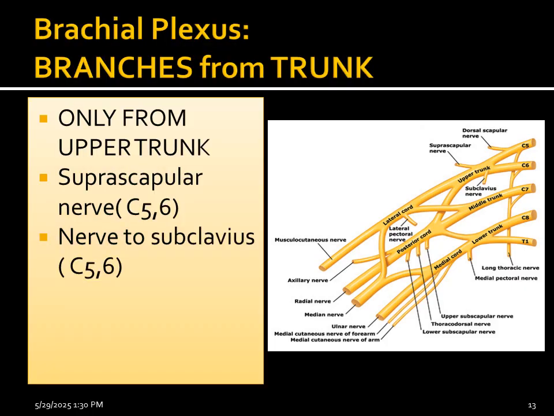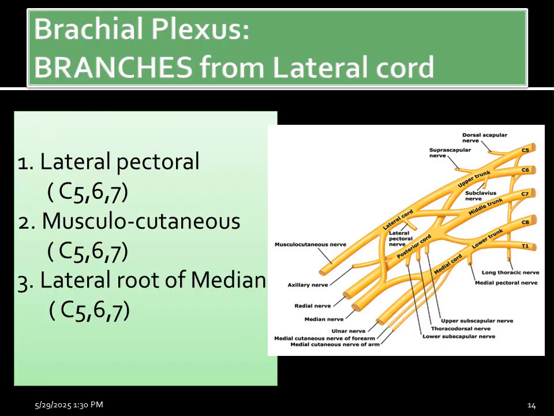Branches of the plexus: the branches of the trunk, only from the upper trunk, are the suprascapular nerve and the nerve to the subclavius. The brachial plexus branches of the lateral cord: the lateral cord has three branches: the lateral pectoral nerve, the musculocutaneous nerve, and the lateral root of the median nerve.